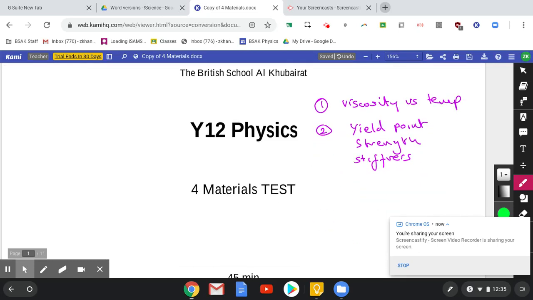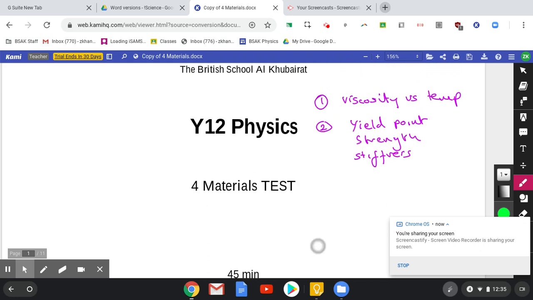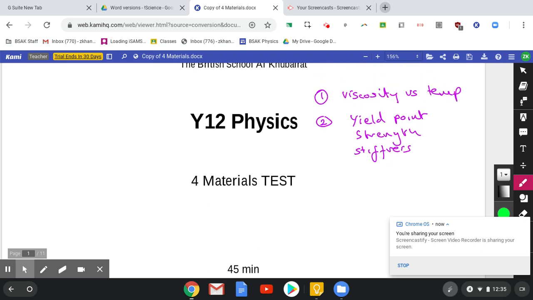Right. Along with me going over the answers, I am also going to discuss a couple of points, which are viscosity versus temperature and this idea of yield point and strength and then stiffness as well. I'm going to do it by answering a couple of questions, and I'm going to throw those points in as well. You can add the notes in your writing books.